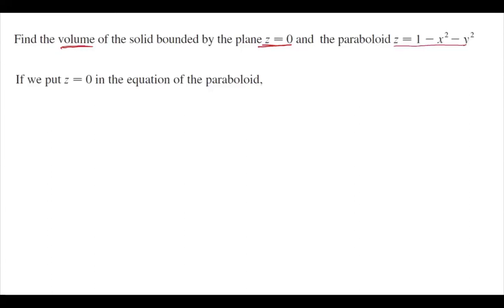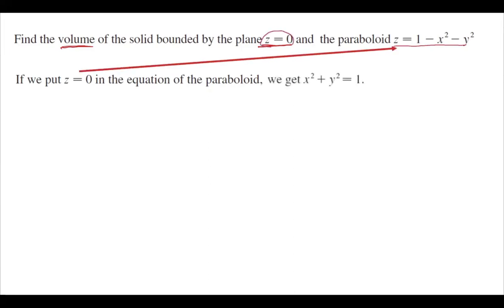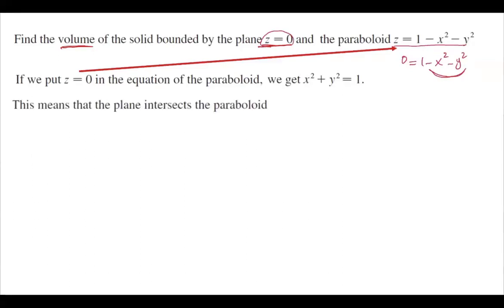Basically, if you set z values equal to each other, it means that you plug in 0 for the second equation, we get x squared plus y squared equals 1. So this is 0, which is 1 minus x squared minus y squared. You can bring these two to the other side. You get positive signs, and so x squared plus y squared becomes 1. But what's the meaning of that? This means that the plane intersects the paraboloid in the circle x squared plus y squared equals 1. This is basically your unit circle.